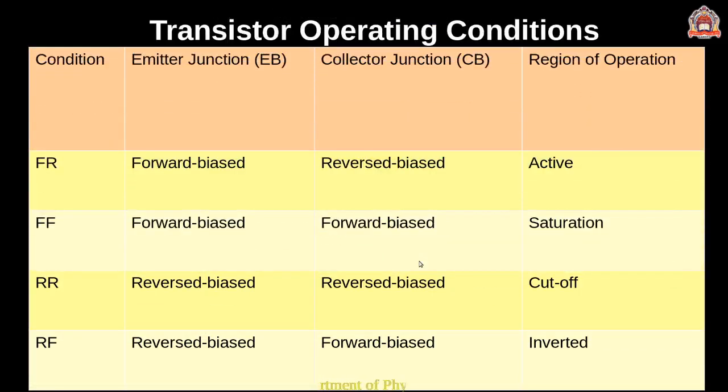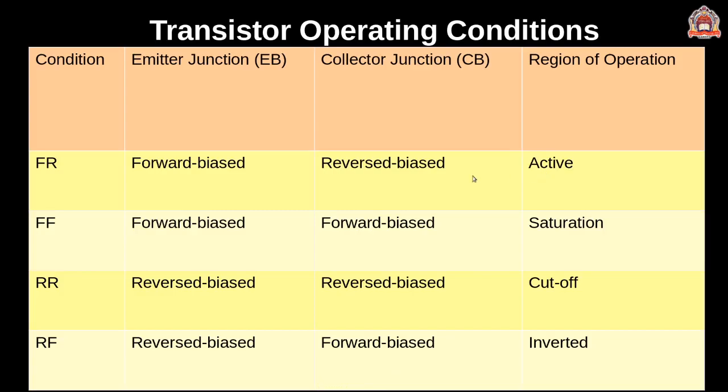Here is a simple table to describe the transistor operating conditions. In the first column there is the condition, the second column is the emitter junction bias, then the collector junction bias, and the region of operation. If both the emitter base junction and collector base junction are connected in forward bias and reverse bias respectively, then what happens? So the first condition, that is FR, means the emitter junction is in forward bias while the collector junction is in reverse bias. The transistor operates in the active region.